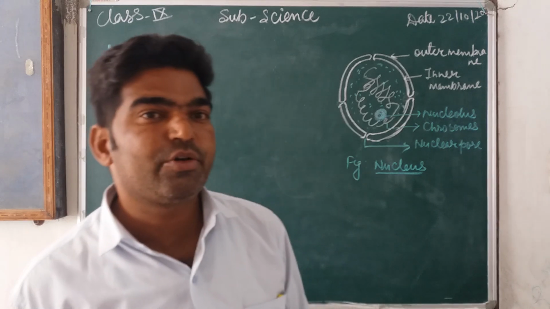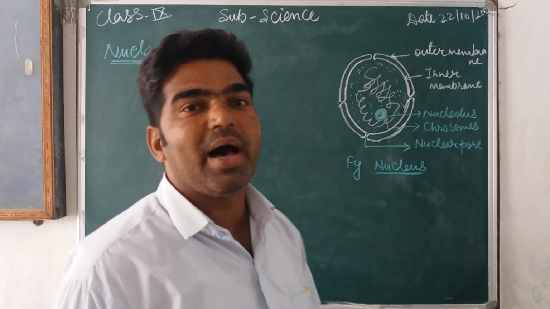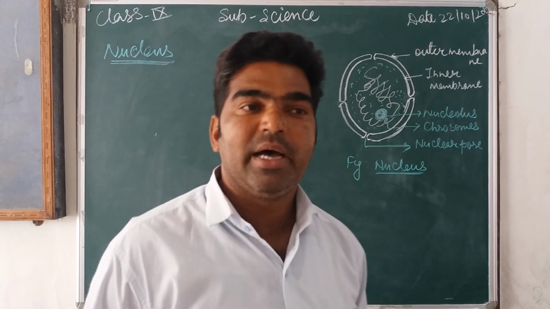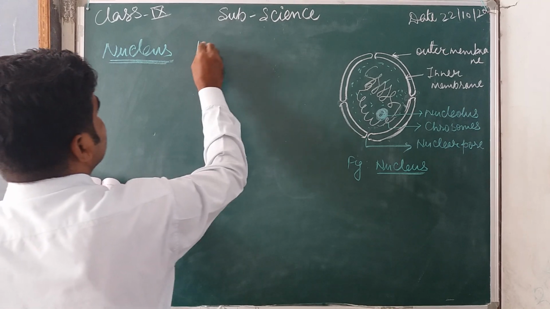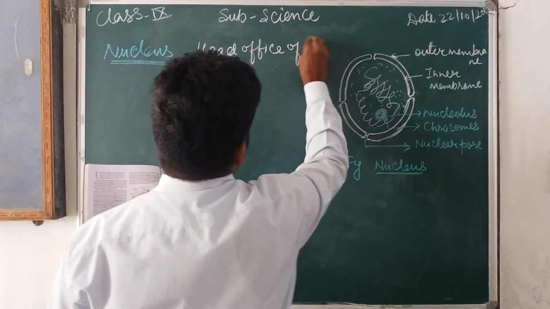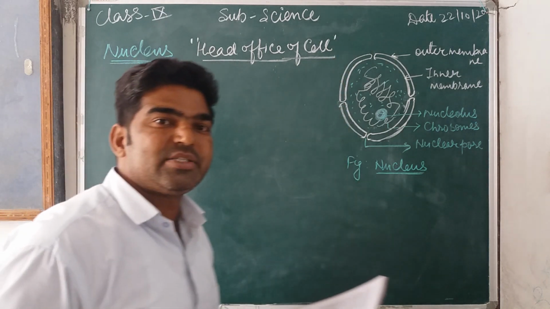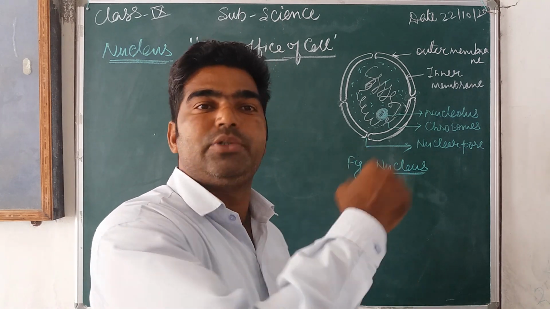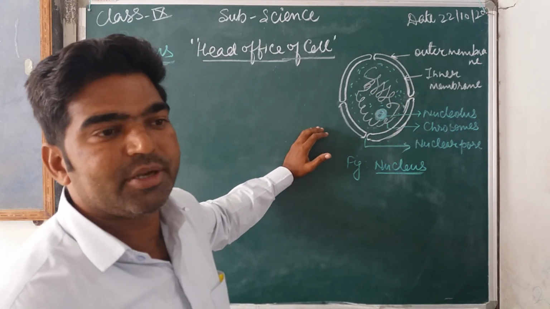Now, in today's class, we are going to discuss the next important organelle, or you can say the important part of the cell, that is called the nucleus. The nucleus is also known as the central part or the head office of a cell. Why is it called that? Because all the cellular activities can be controlled by the nucleus, and this nucleus is a double membrane organelle.